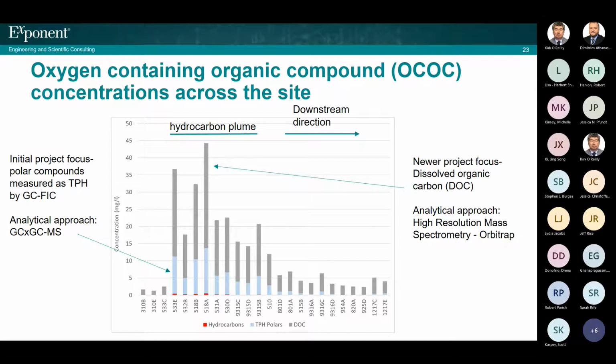And one thing going from GCxGC to the high-res mass spec, again, we weren't limited by compounds that could get through the GC. So we're looking at more compounds to begin with, plus we have an analytical method that allows us to characterize, at least at the formulae level, more compounds. And so we're really looking at everything that is part of the dissolved organic carbon.